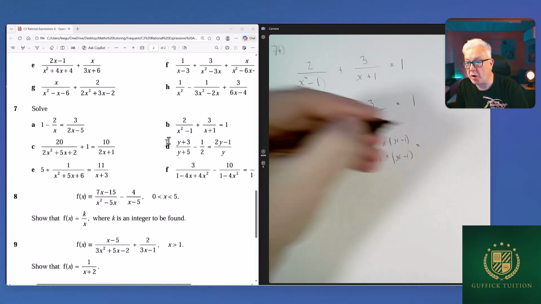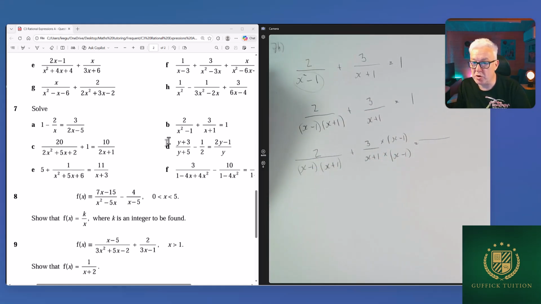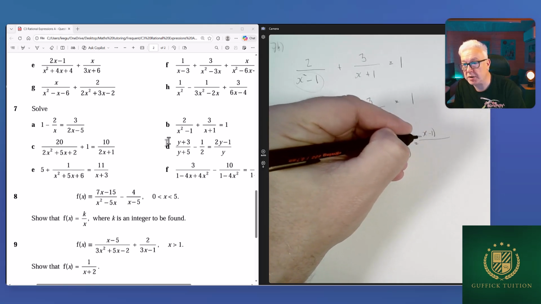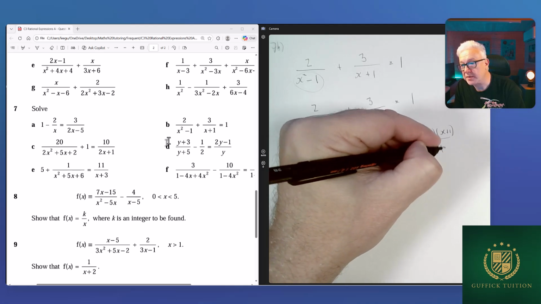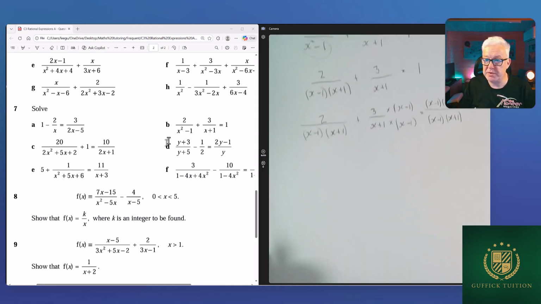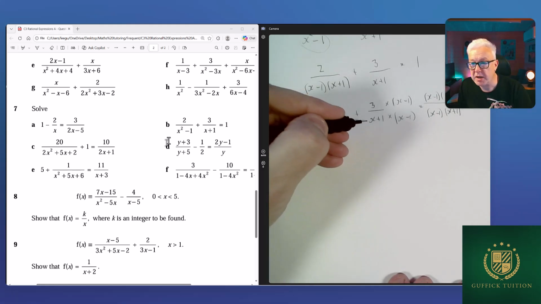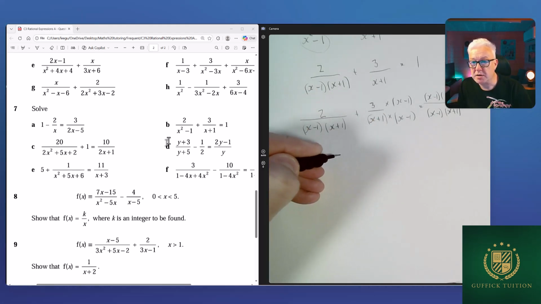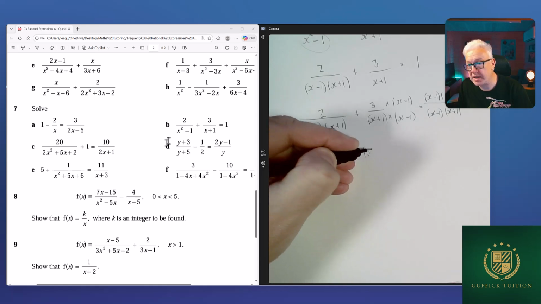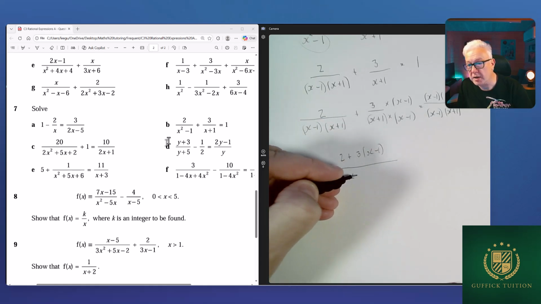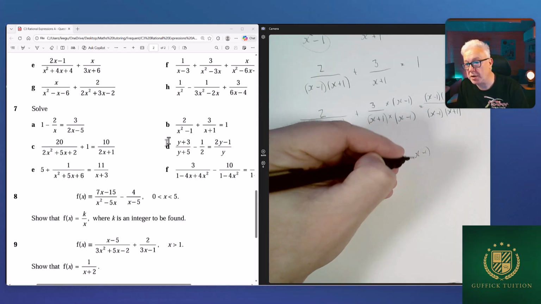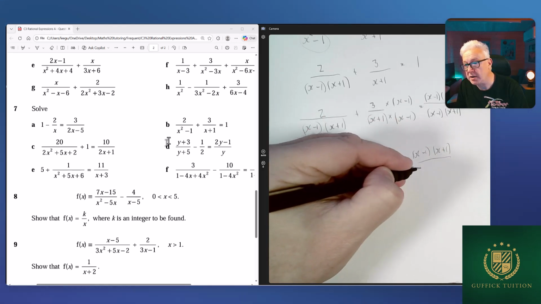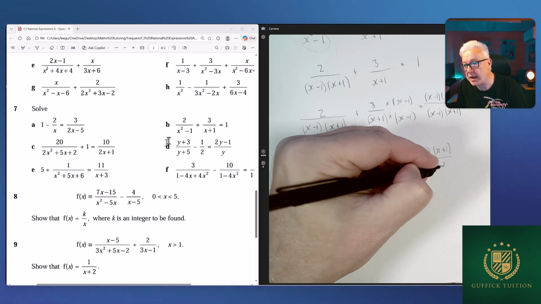Over here, this is the same as 1 over 1. So I'm going to times the numerator and the denominator by what it's missing, and it's missing everything. So x minus 1 times by x plus 1, and x minus 1 times by x plus 1. So now all of the terms in the expression are over our common denominator. So we can combine them on the left-hand side. So we're going to have 2 add 3 times x minus 1 all over x minus 1 times x add 1 is equal to x minus 1 times x add 1 over x minus 1 times by x add 1.